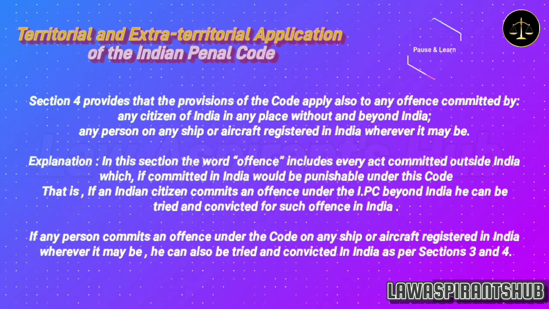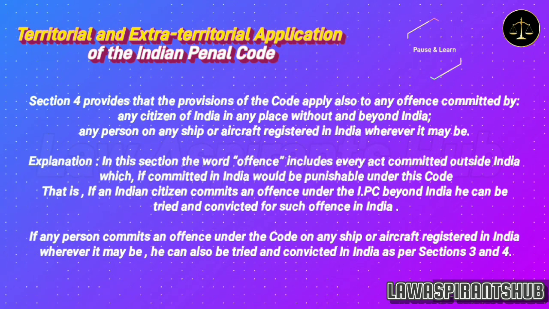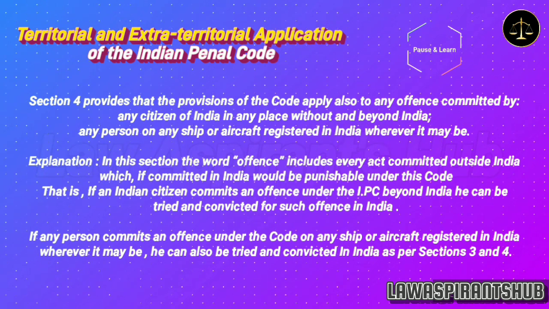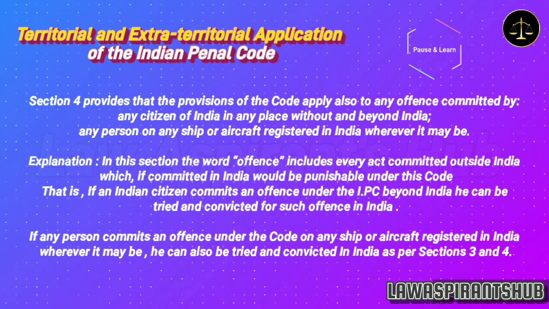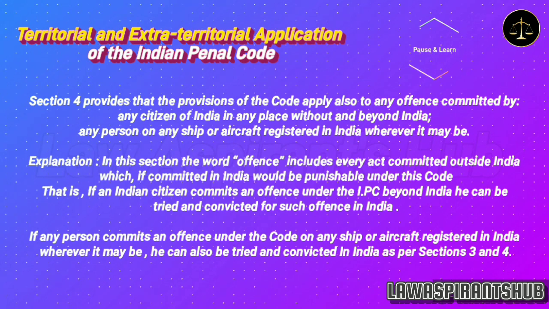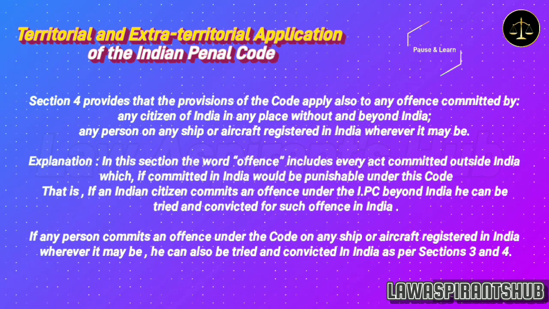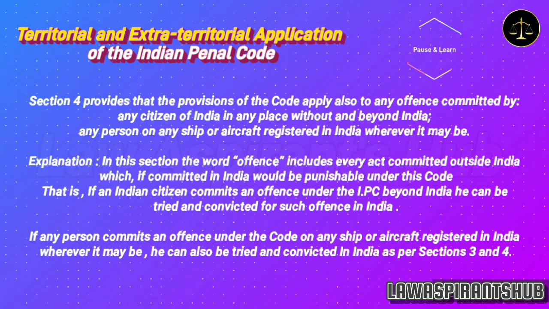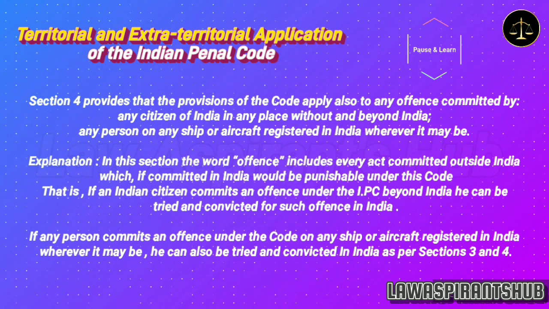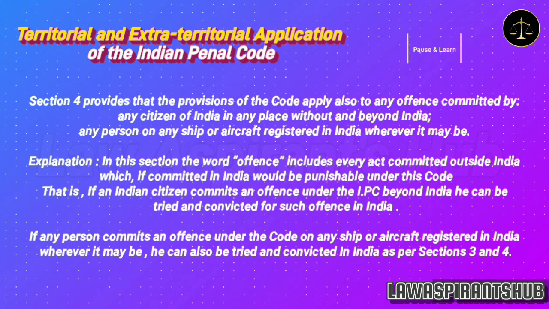Section 4 provides that the provisions of the code apply also to any offence committed by any citizen of India in any place without and beyond India, any person on any ship or aircraft registered in India wherever it may be. Let's also see an explanation given in the code. In this section the word offence includes every act committed outside India which, if committed in India, would be punishable under this code. That is, if an Indian citizen commits an offence under the IPC beyond India, he can be tried and convicted for such offence in India. If any person commits an offense under the code on any ship or aircraft registered in India wherever it may be, he can also be tried and convicted in India as per sections 3 and 4.